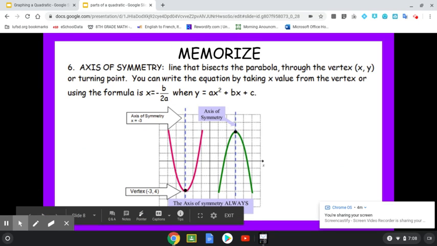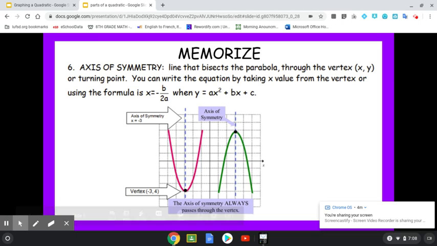Number 6, we're going to talk about the axis of symmetry. Now, this is another thing that's really important. The axis of symmetry is a line that cuts through the vertex or the turning point. We will talk about how to get it algebraically, which is using this formula. Maybe some of you notice a b and an a, and those numbers are part of the quadratic formula as well. But your axis of symmetry is connected to the vertex.